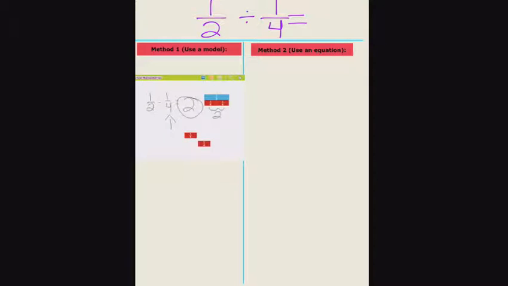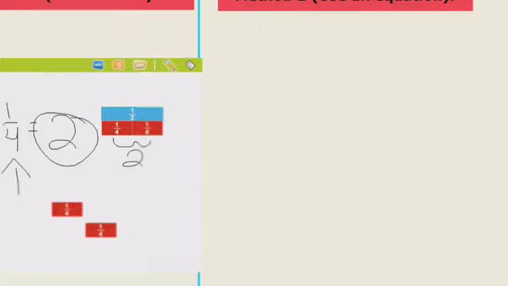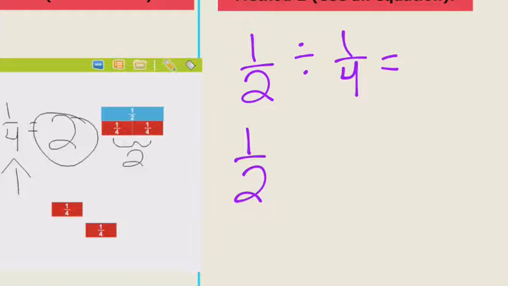Okay, now we're going to try it using an equation. So I'm just going to start by rewriting my original problem, which was 1/2 divided by 1/4. All right, so we're going to start by rewriting this as a multiplication problem. 1/2 stays the same. My division sign becomes the multiplication, and I'm going to find the reciprocal of my second fraction. So 1/4 becomes 4/1. Before I multiply, I'm going to look for numbers on the top and bottom that have common factors. This is known as canceling.